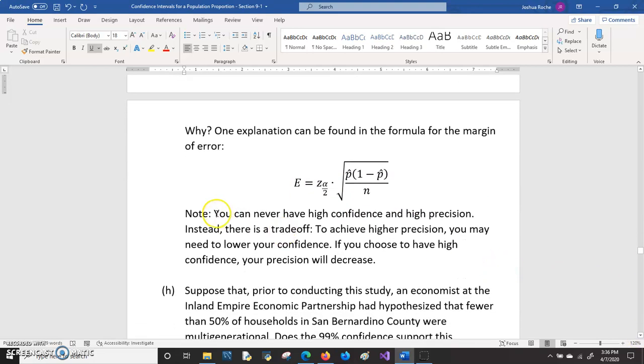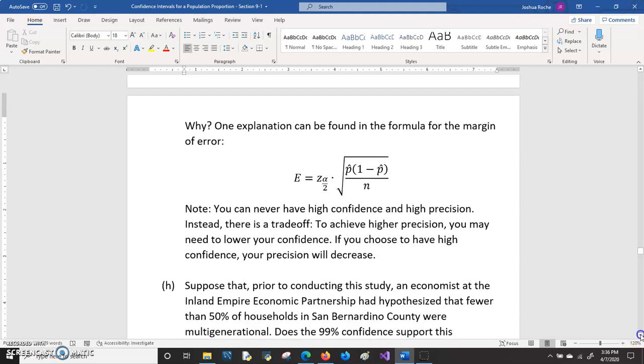This is an important note. You can never have high confidence and high precision at the same time. There's always a trade-off. If you want to have high precision, you might need to lower your confidence. And on the other hand, if you choose to have high confidence, your precision will decrease. And as a researcher, it's up to you on how you find that balance. Both are good. It's good to have high confidence, good to have high precision, but it's just not possible to have both of those maximized.